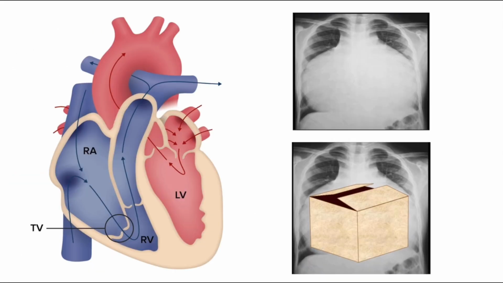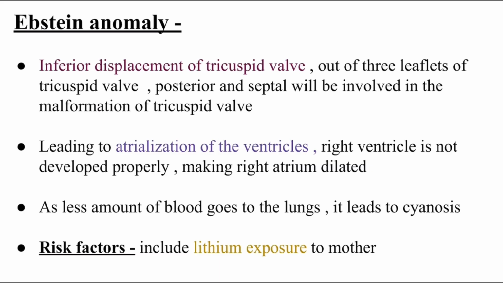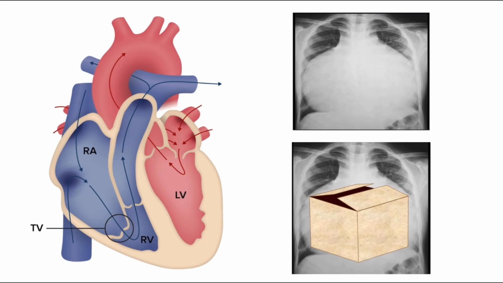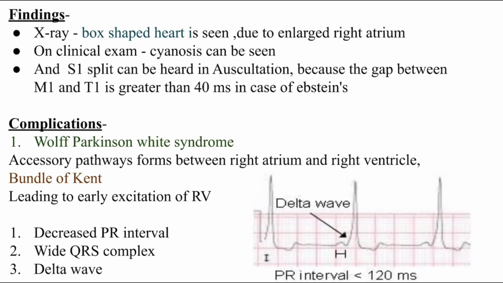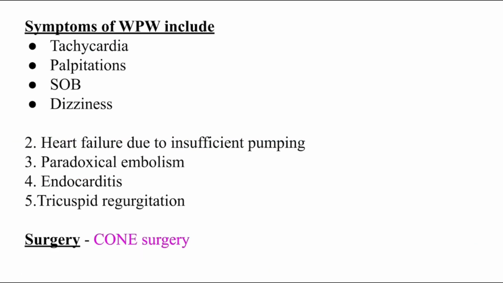So what are the things you have to remember? One is inferior displacement of tricuspid valve, which will lead to dilated right atrium. That is why it is called as box-shaped heart. That means atrialization of ventricles. Clear? And then the risk factors are lithium exposure in the mother, and also box-shaped heart can be seen, right? And WPW is associated with this Ebstein's anomaly. And the surgery you do for this box-shaped heart is cone surgery.